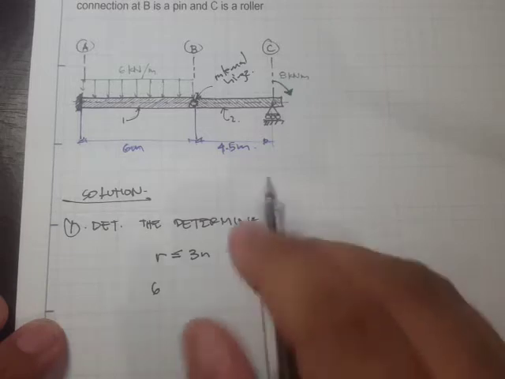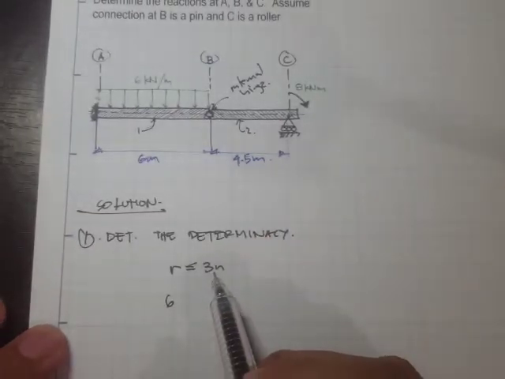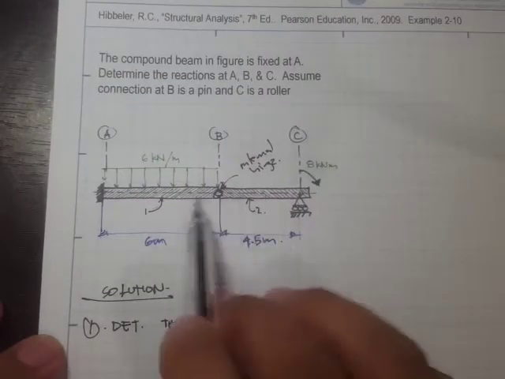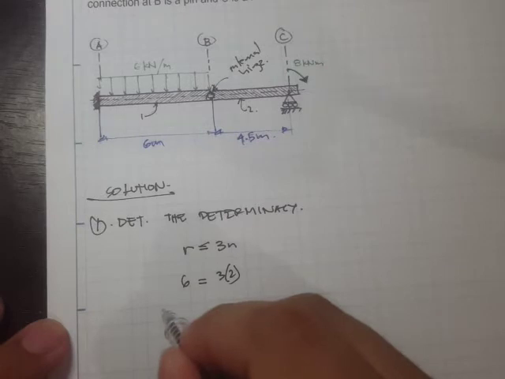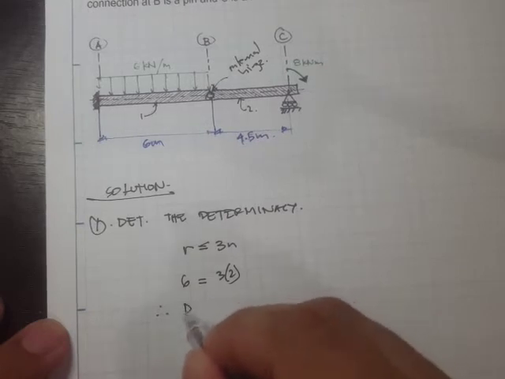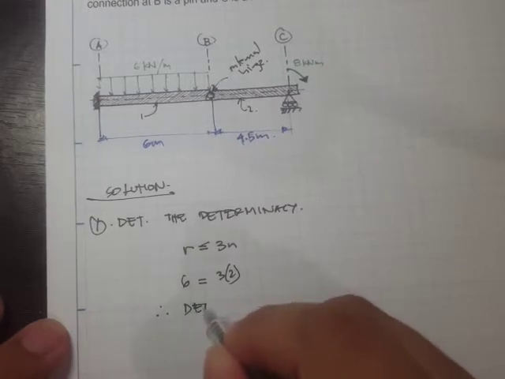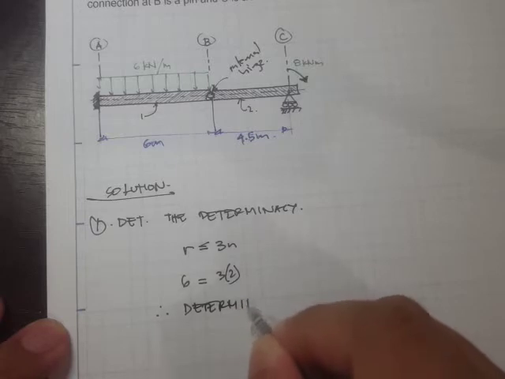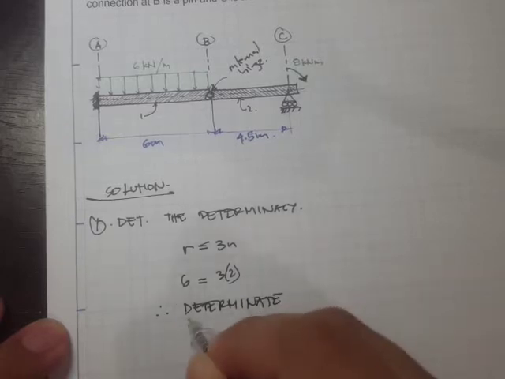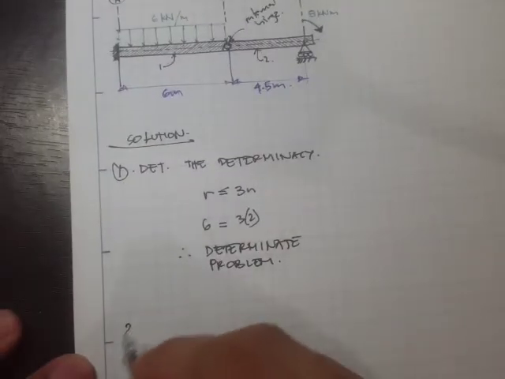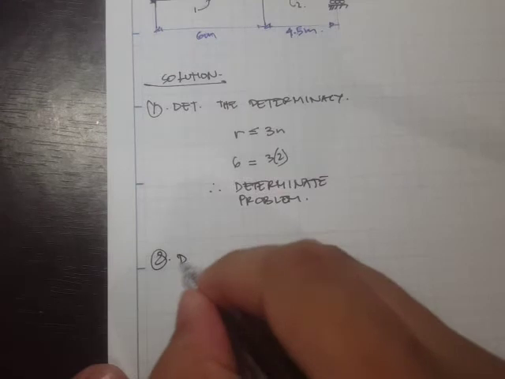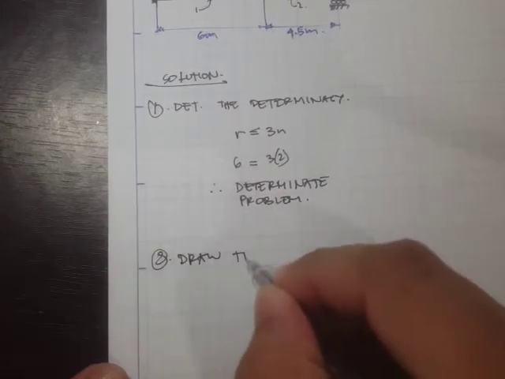Okay, and for the number of members, we have 1 and 2, so we have 3 times 2. So this is determinate, right? Determinate problem. Okay, so the next step is to draw the loading diagram.